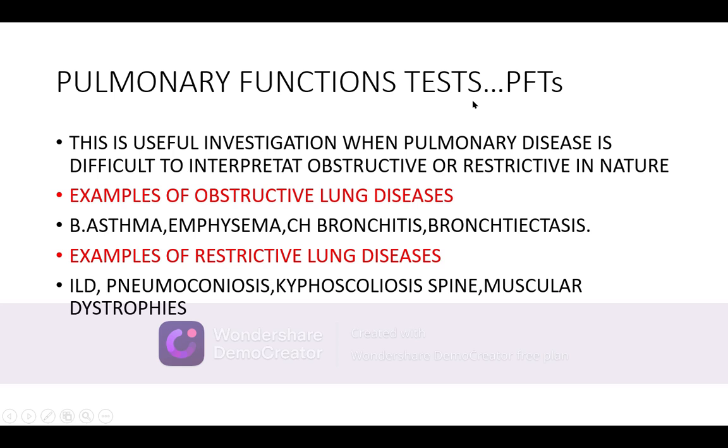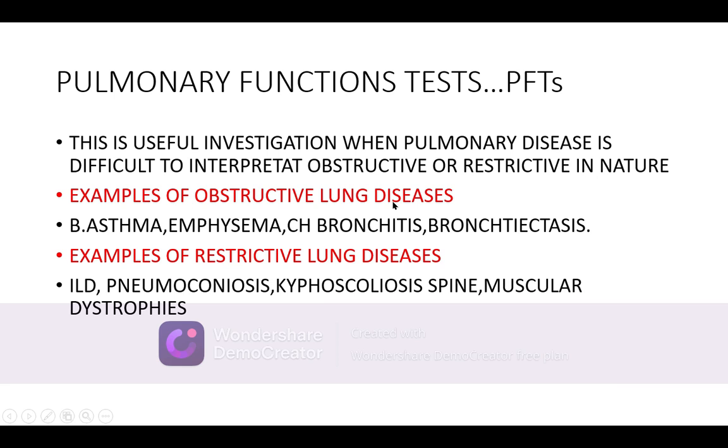Pulmonary function tests, although difficult, are very easy to understand. It is not a very complicated topic. Actually, we are doing them to differentiate between the obstructive nature of the disease and the restrictive nature of the disease.